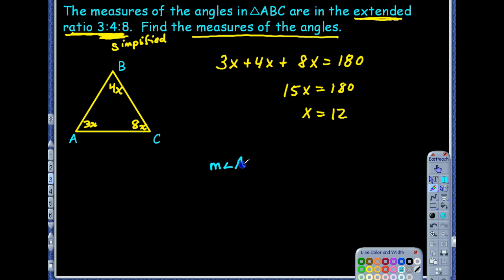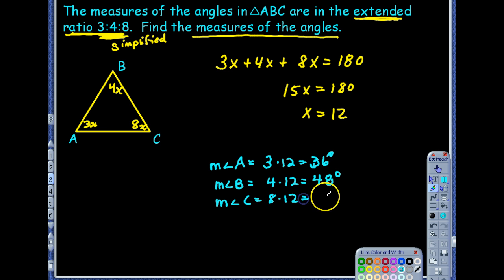The measure of angle A, from the 3x, is 3 times 12, which gives us 36. The measure of angle B was our 4 times 12, which gives us 48. And the measure of angle C will be our 8 times 12, which gives us 96.